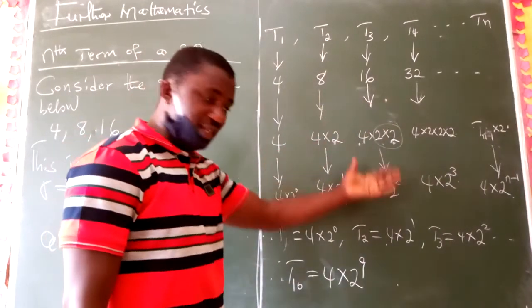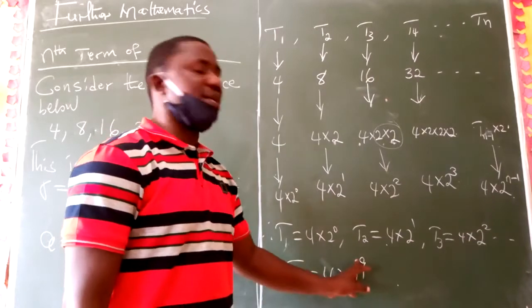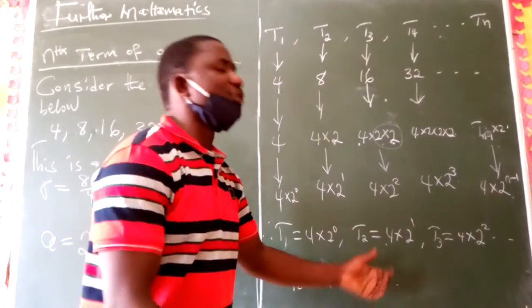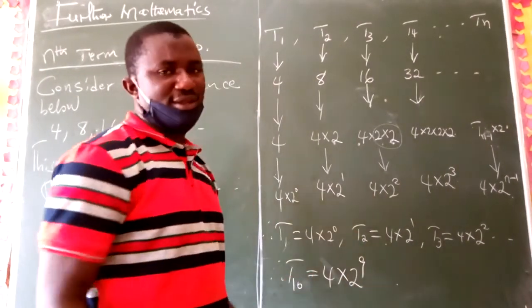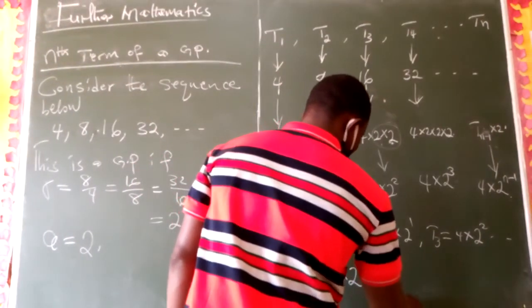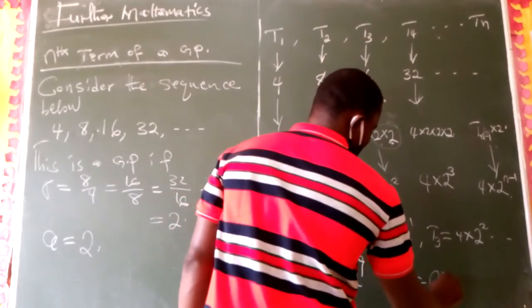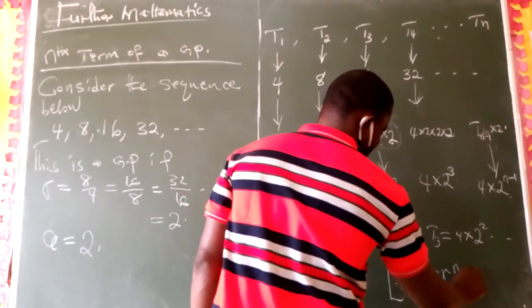Clearly from what we can see, the number here is always 1 more than the number here. The number here is always 1 short of the number here. See that? And so, therefore, my general term, Tn, is the same thing as A r raised to power n minus 1.